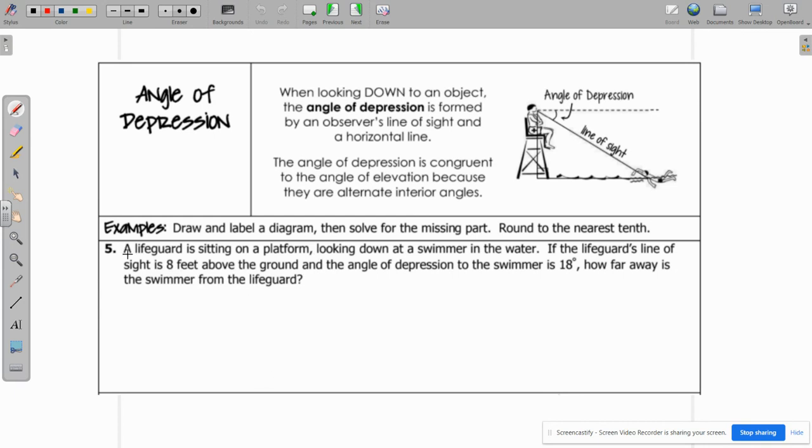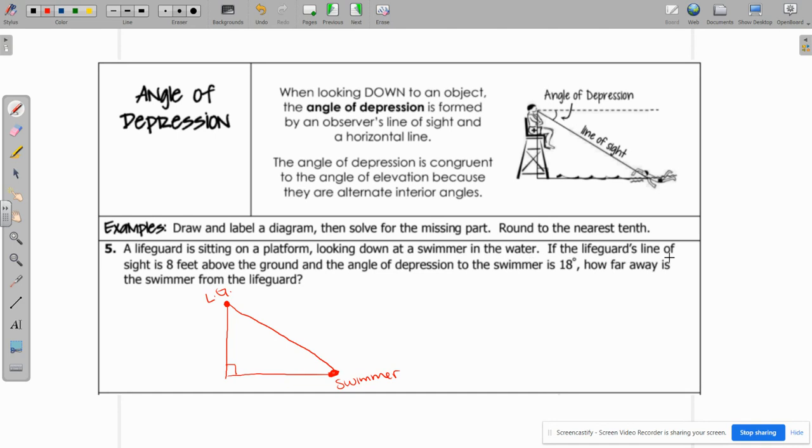So for number 5, if I was drawing this from scratch, it says a lifeguard is sitting on a platform looking down at a swimmer in the water. So I would envision that here's this platform and the lifeguard is sitting at the top and the swimmer is down here. And that's fine that they're not actual pictures, right? This is your lifeguard. This is your swimmer. And so this triangle is kind of automatically made, right? Here's the water, so you can envision the right triangle and this hypotenuse here. Maybe I need to extend that.